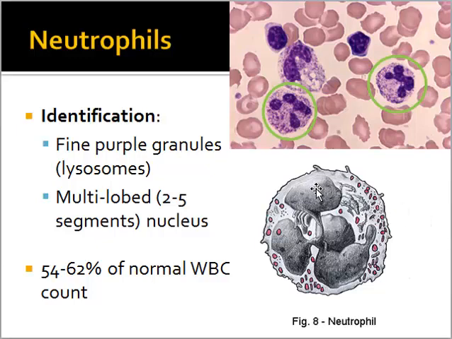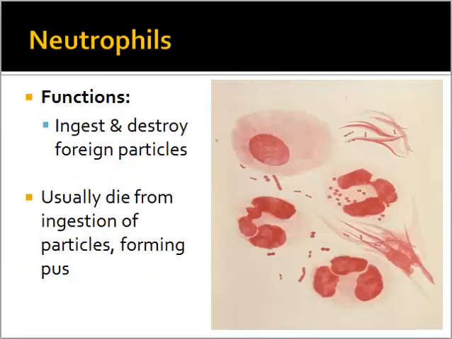And you'll see that they have lots of lobes in their nucleus. Anywhere from 2 to 5 is normal. More than that is abnormal. So that's another thing you can look for, abnormal structures. And you should know their functions. And there's that pus again. Look at that wonderful pus.